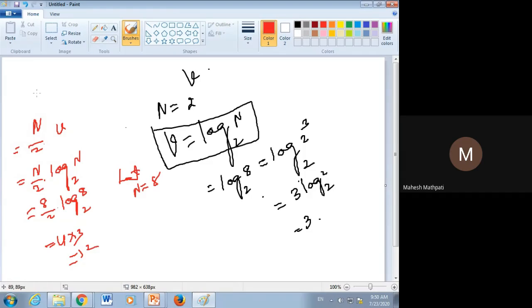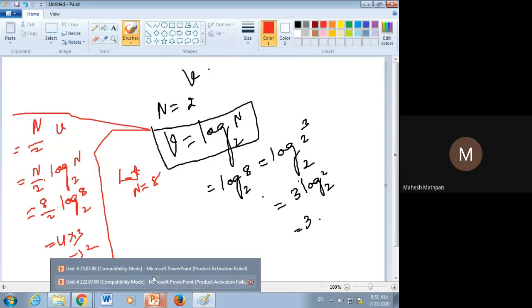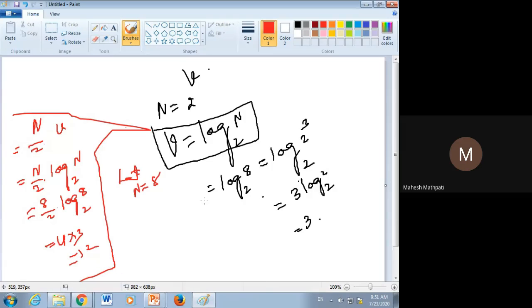Okay, then please note this down. The number of butterfly operations is equal to n by 2 into V, and V we are writing as log to the base 2 n. So 8 by 2 log to the base 2 of 8, and the value is 12 for n equals 8. Okay, now just write the next line.